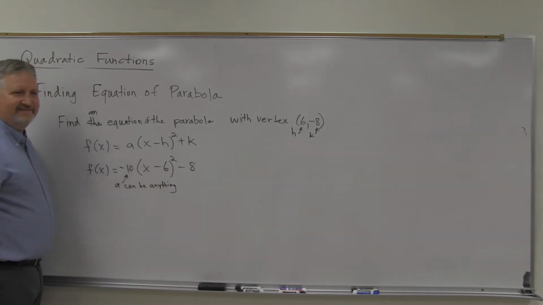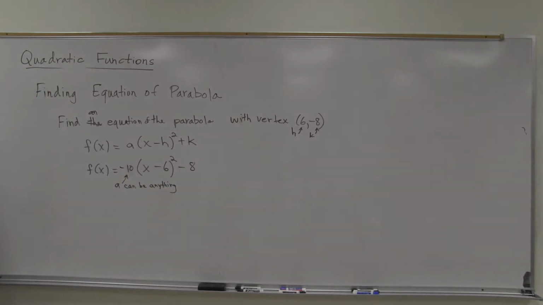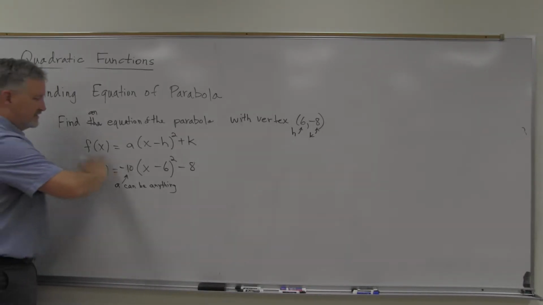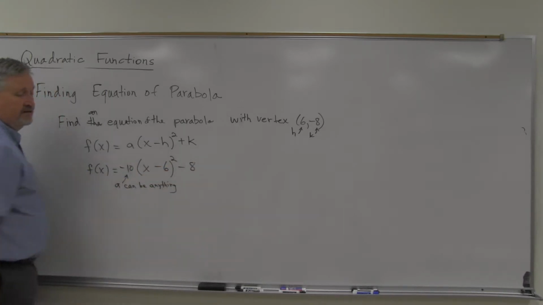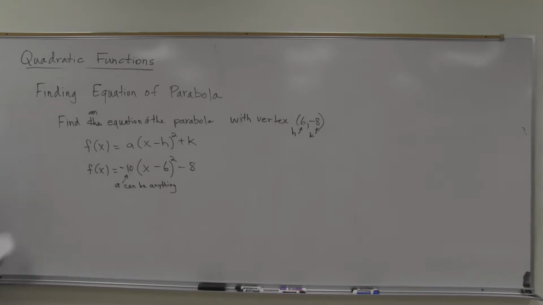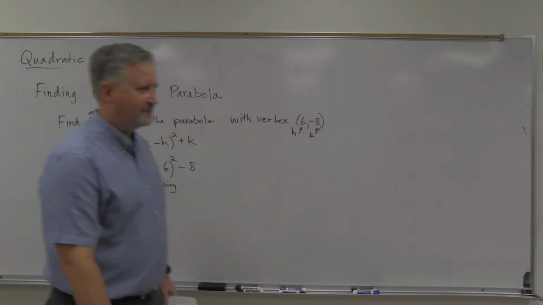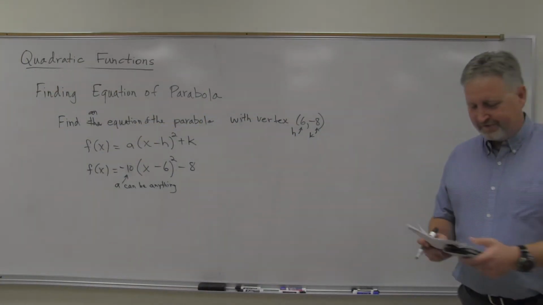So if it doesn't give us any other information, a can be anything in this particular case. Now if we get another bit of information, that may not be the case. But you see what I'm saying? Any number you put in for a, as long as you've got the x minus 6 squared minus 8, you've satisfied this problem here. Okay? I'll just leave negative 10. All right.